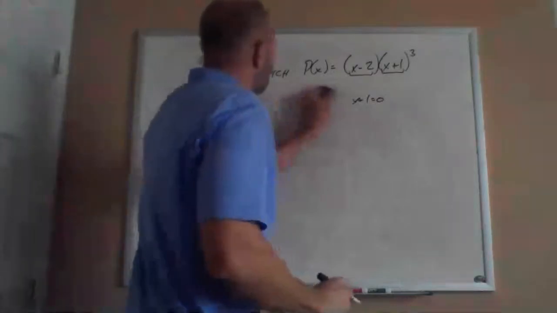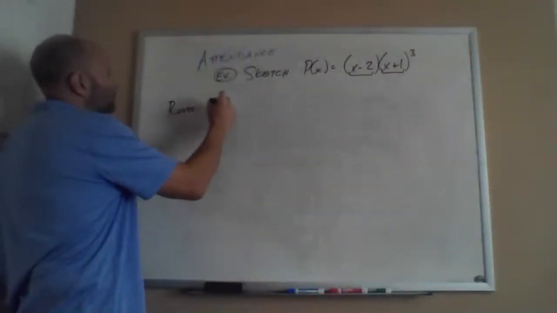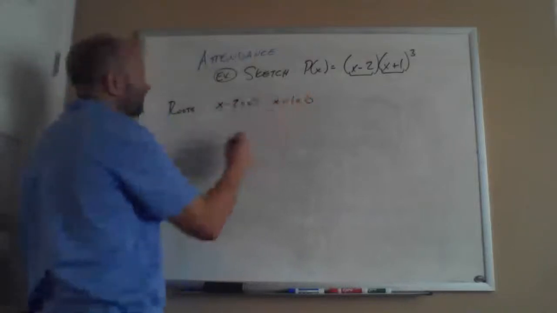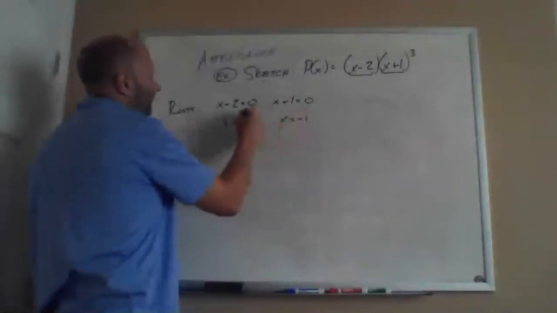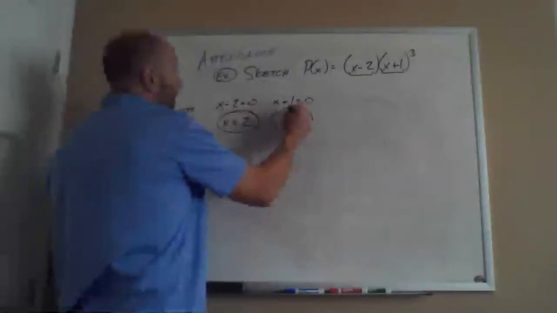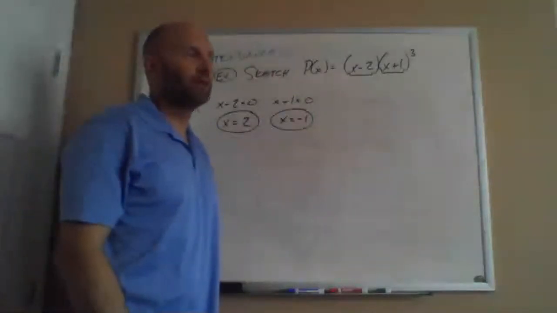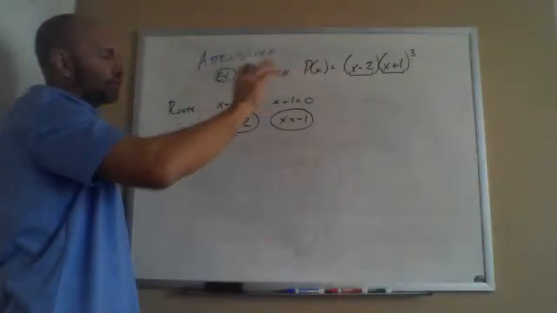Actually, let me move this off to the side so I can graph later. So the roots: x minus 2 is 0, x plus 1 is 0. That means x equals 2, x equals negative 1. So these are my roots. I'm going to circle them so I don't confuse them with the multiplicity later. These are the points on the x-axis where this graph is going to do something.